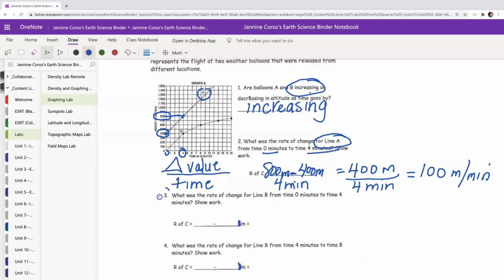So let's look at question number 3. I'm going to erase my graph. Question number 3 is done the same way as question number 2. Question number 3 says the following.